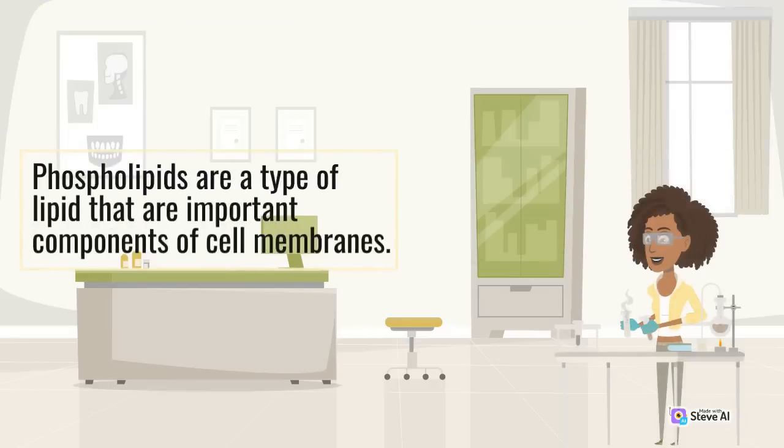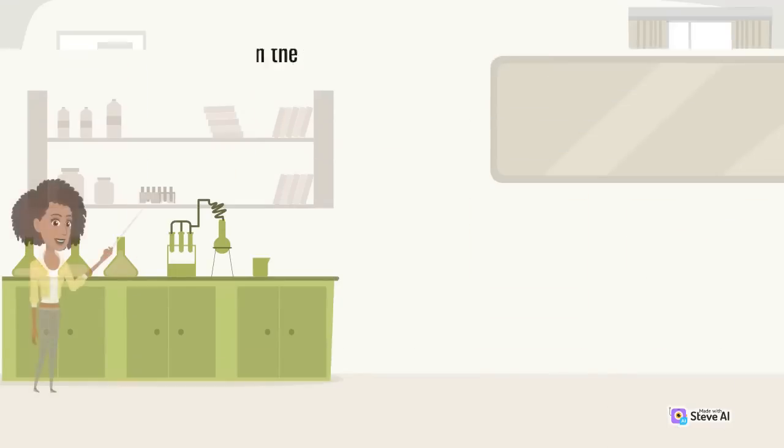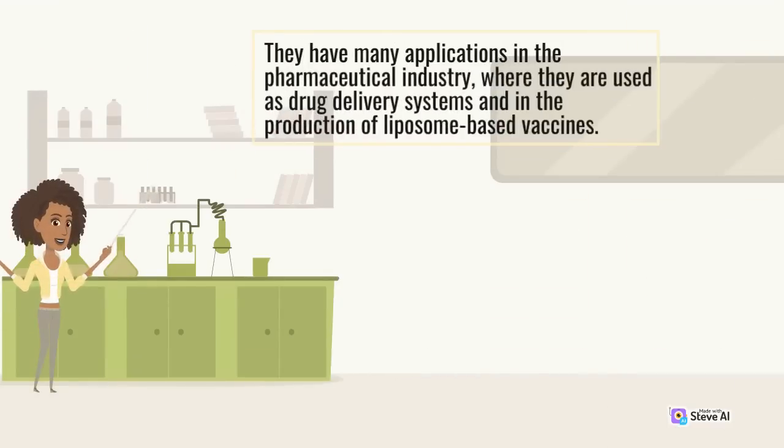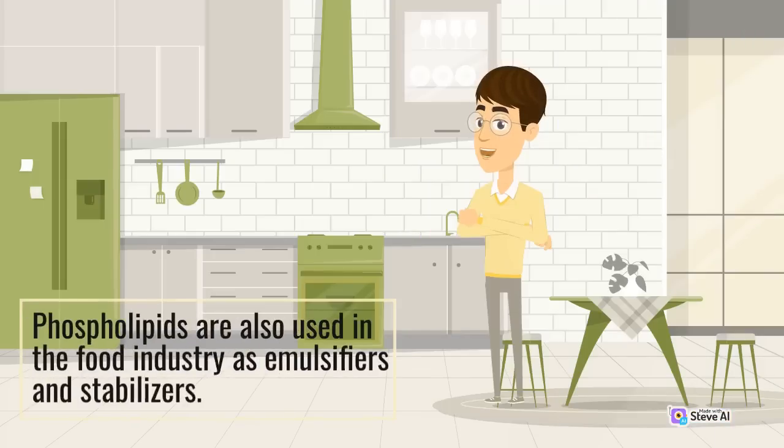Phospholipids are a type of lipid that are important components of cell membranes. They have many applications in the pharmaceutical industry, where they are used as drug delivery systems and in the production of liposome-based vaccines. Phospholipids are also used in the food industry as emulsifiers and stabilizers.